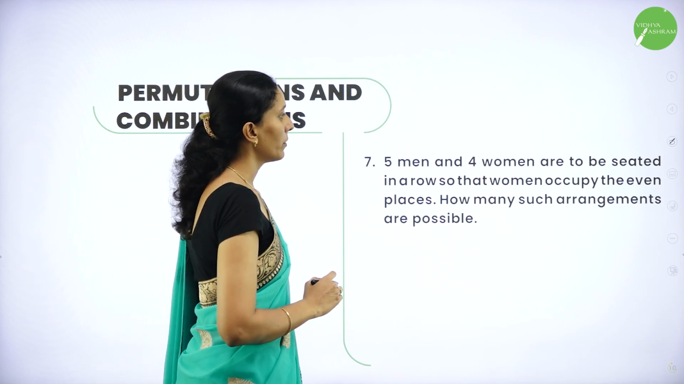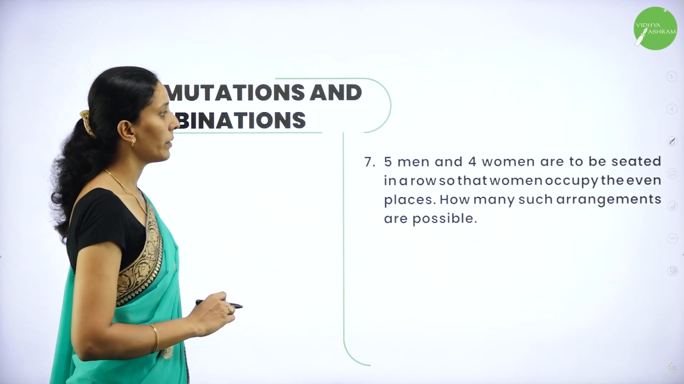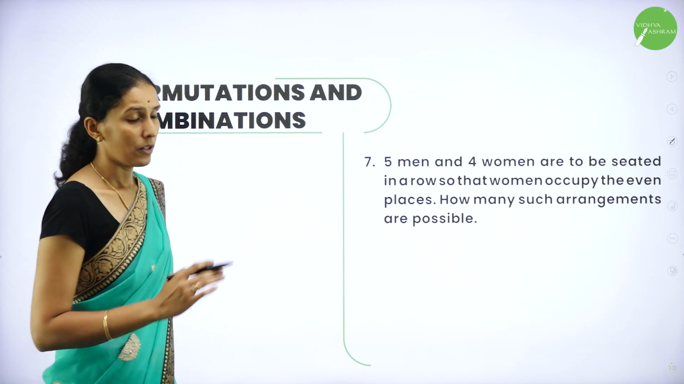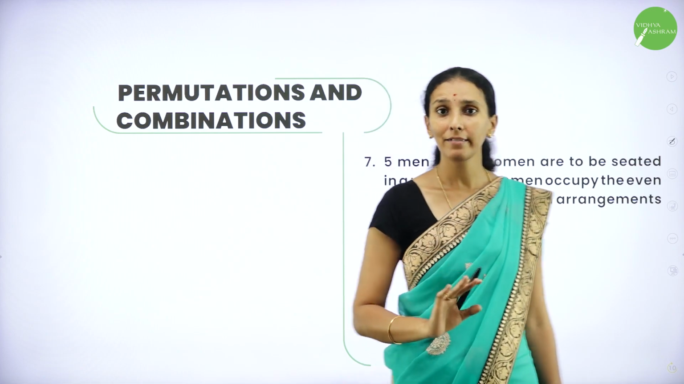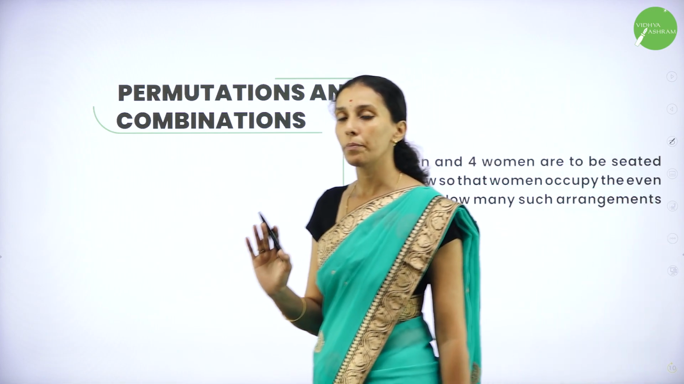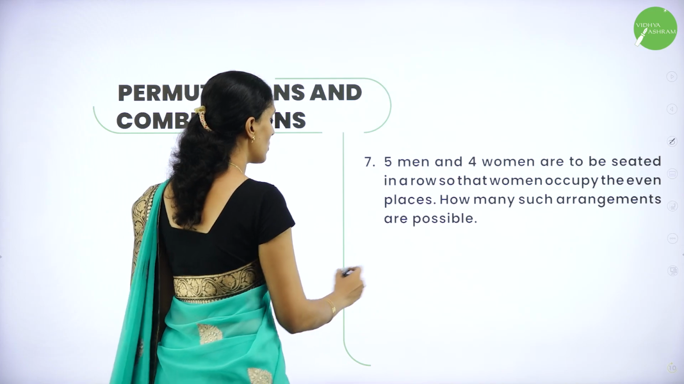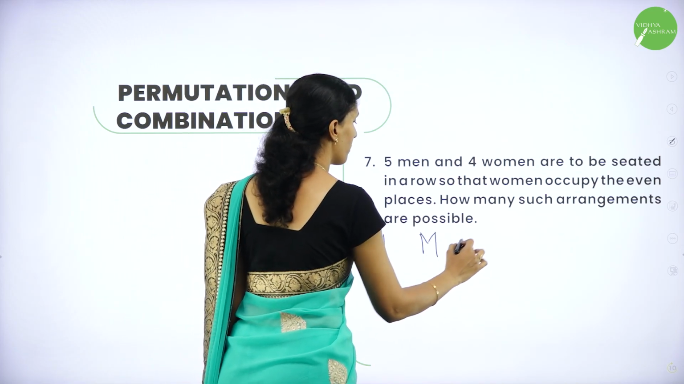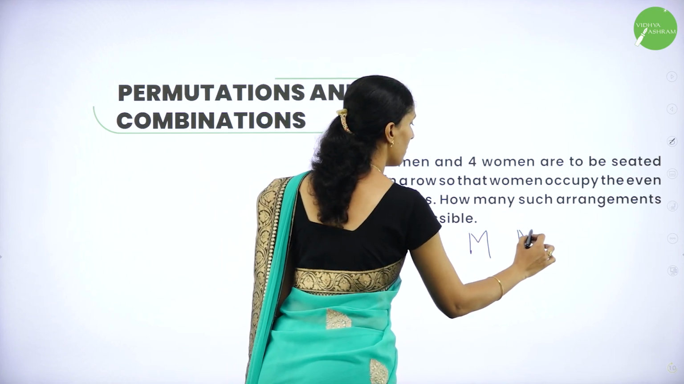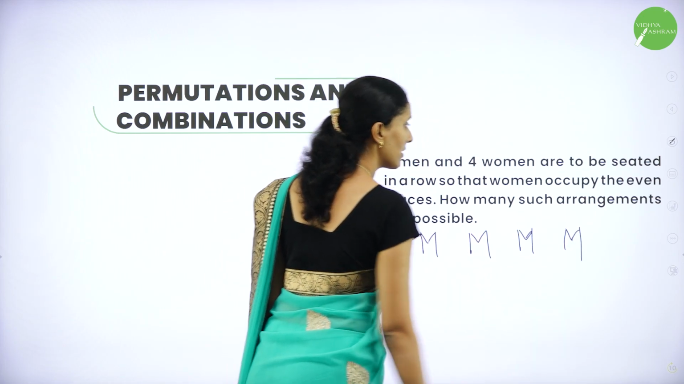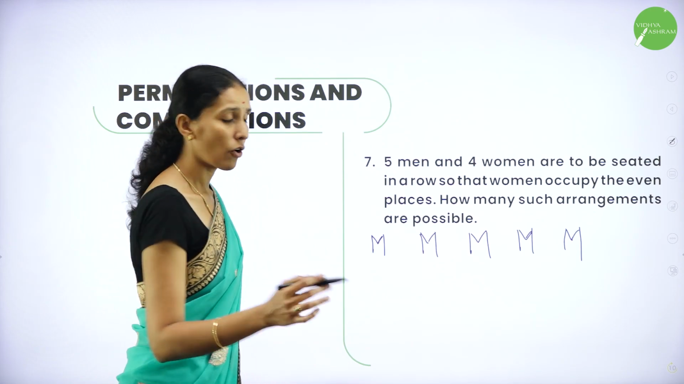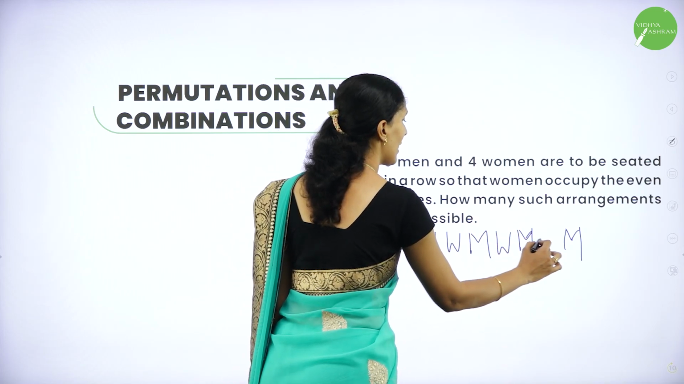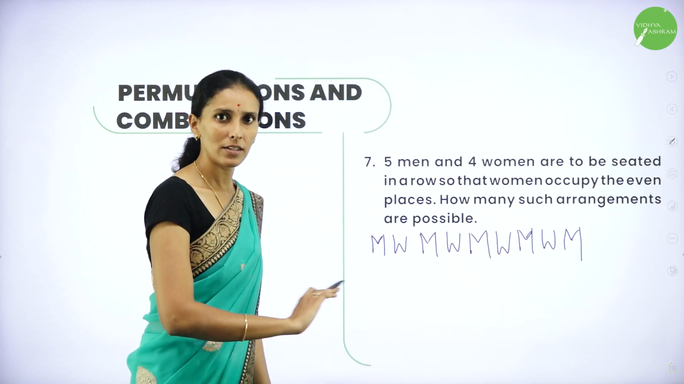Okay, so the next question. 5 men and 4 women are to be seated in a row so that women occupy the even places. How many such arrangements are possible? So it is very clear. We have 5 men and 4 women. Women occupy even places. So let me write M, M, M, M, M. So these are 5 men. Women occupying even places means obviously they will take the 2nd place, 4th place, 6th place and 8th place. So this is all about the arrangement.